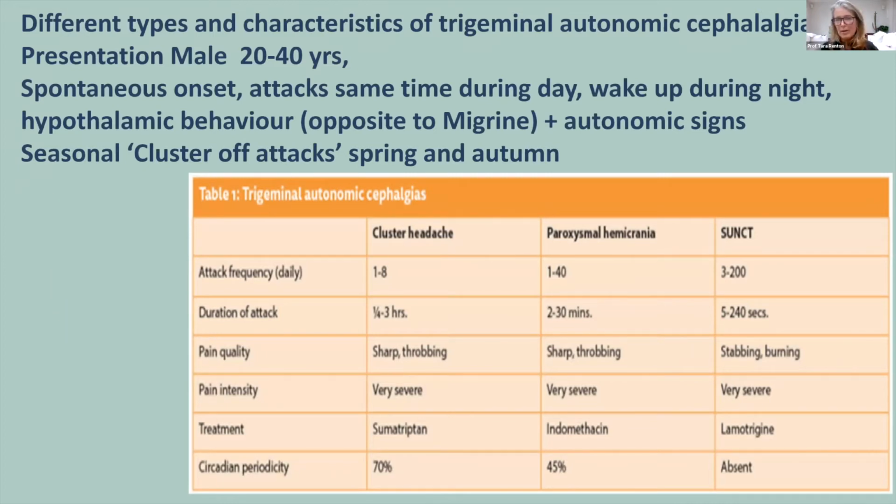You need to know this off by heart, but essentially the key features are the male presentation, 20 to 40 years old, spontaneous onset, attacks happening at the same time during the day. Often they wake them up at night. Often the attacks will start very early in the morning, 2 or 3 in the morning. So they're very sleep deprived. They have hypothalamic behavior, which is opposite to migraine, where you lie down in a quiet room. They have the autonomic signs, and it's called cluster because they cluster in seasons, in spring and autumn.